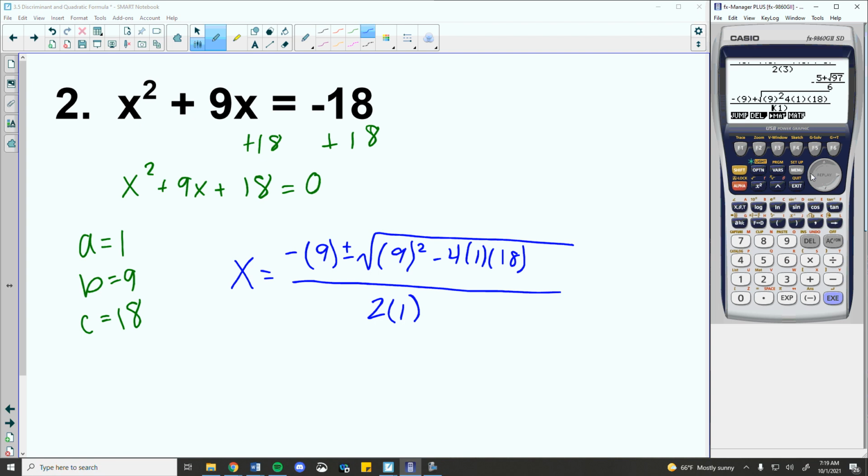My 2 did not go. Okay. Oh, I didn't put my minus sign there. All right, there we go. So we type this whole thing in, and I get negative 3.